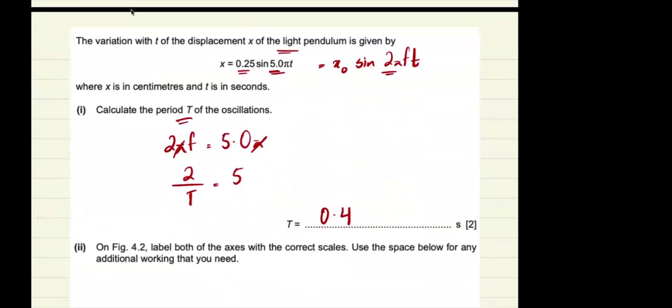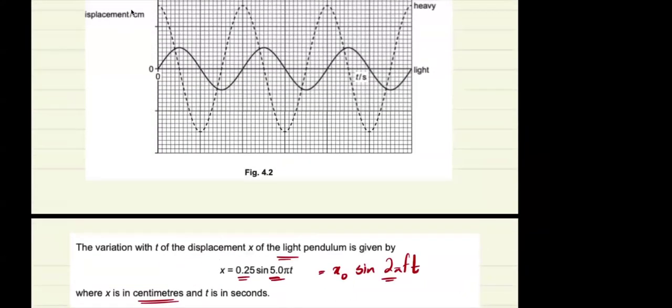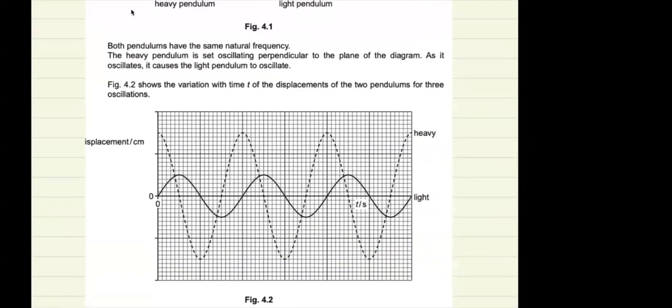This is 0.25, and this must also be in centimeters then. So what is 0.25? If this is 0.25, so this must be negative 0.25, and this would be negative 0.5, negative 0.75, and similarly 0.5 and 0.75, right?